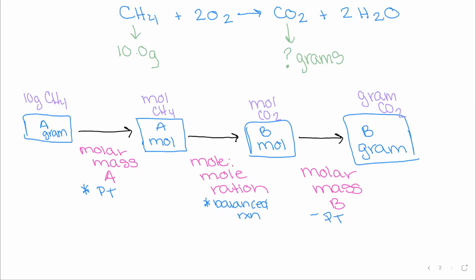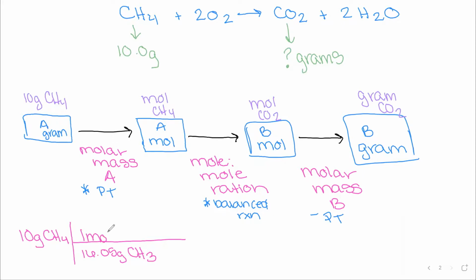So we have 10 grams of methane. So you always want to start with that. So start with what's given. We have 10 grams of methane. Now, my first thing I need to plug in is my molar mass. So I need to calculate my molar mass of methane. 4 plus 12.01. And I get 16.05 grams of methane. And that is 1 mole.